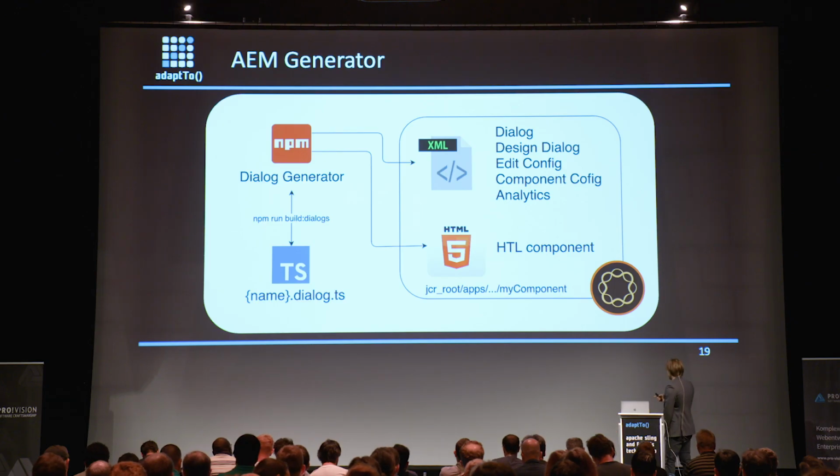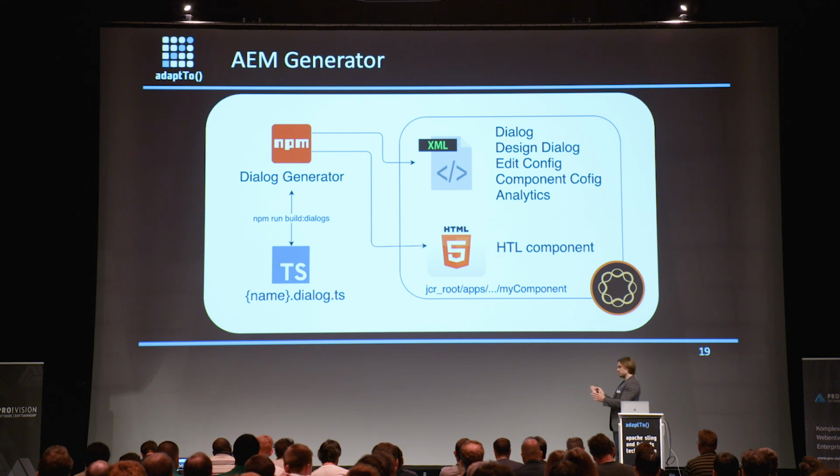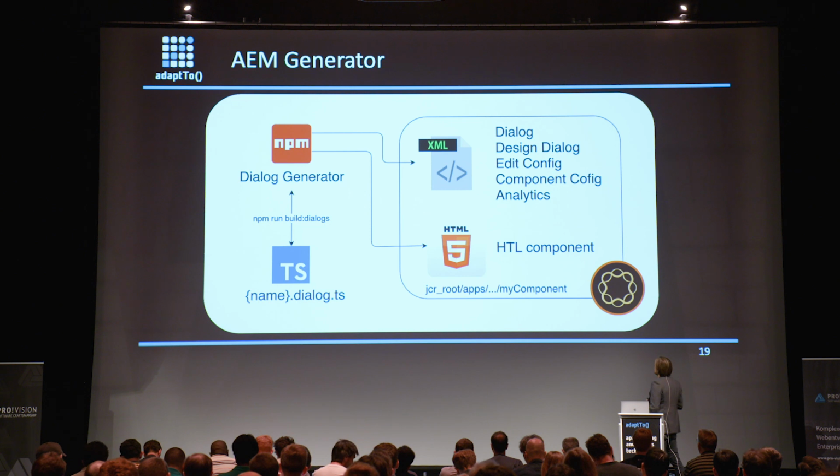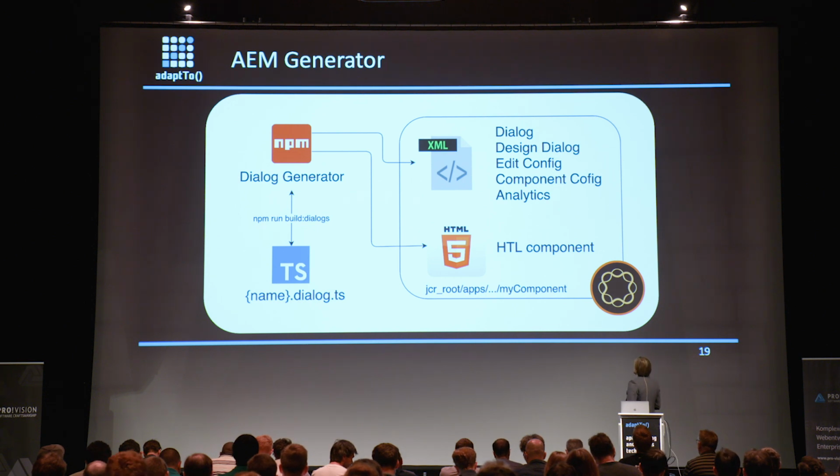This is how it looks from a very high-level perspective. So beside your React component, you just create a dialog.ts file. So dialog.ts indicates for the dialog generator, now called AEM Generator, this is a file I need to look at. And when you hit npm run build dialogs, so just a simple npm command, the generator will check the full repository for all dialog files, read the configuration out of it, and then create all these files here on the sides. So it will create your full folder structure, the HTML template, all dialog files needed, and it's also creating the analytics configuration, depending on if you want to have it or not.